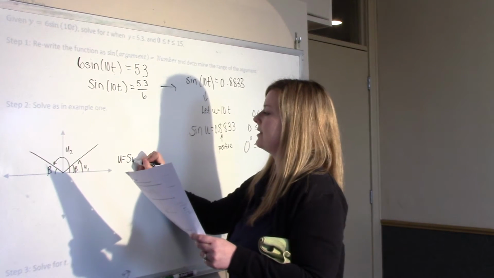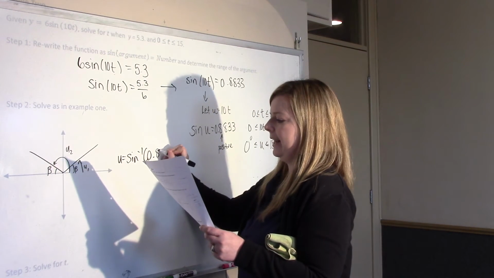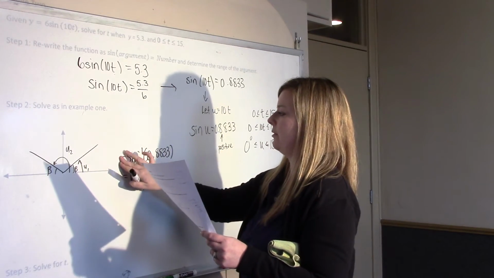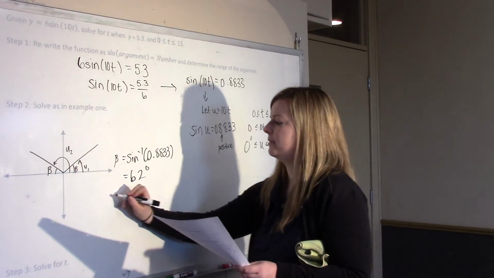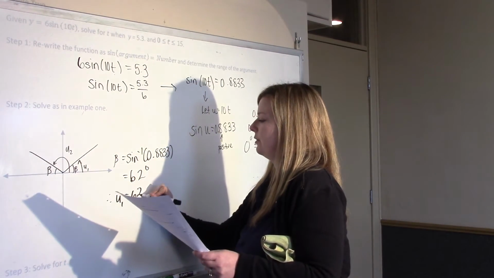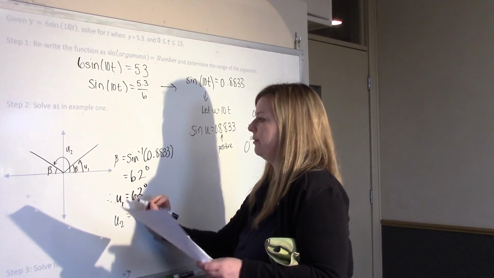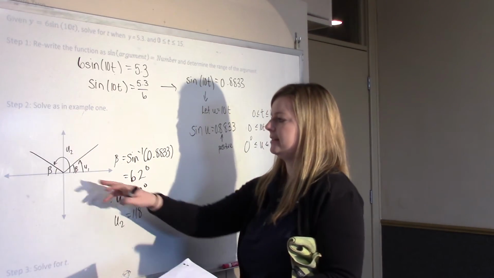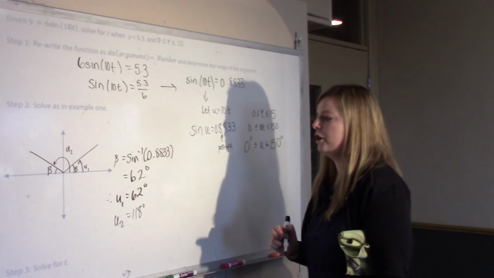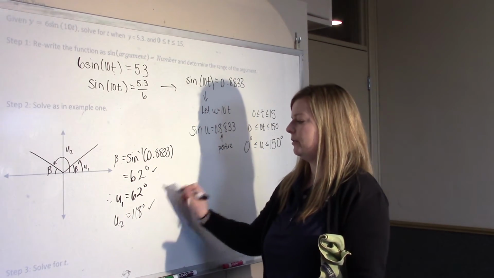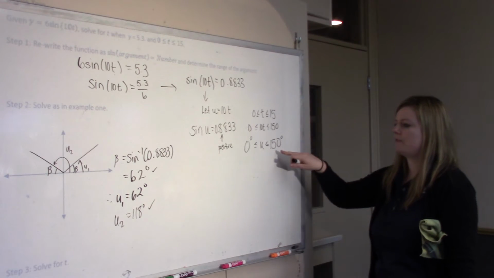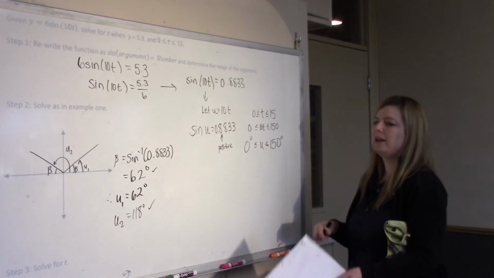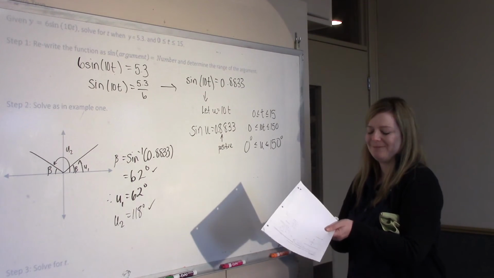So u is the inverse sine of 0.8833, which gives us 62 degrees. Sorry, that's not u, that's beta. Therefore u1 is equal to 62 degrees, and u2 is equal to 180 minus 62. Write that down if you need to. It's 118 degrees, 180 minus our beta of 62. So these are both valid answers. Both my 62 and my 118 fall between 0 and 150. So when I convert them back to t's, both of those t's will fall between 0 and 15, if I did it right.